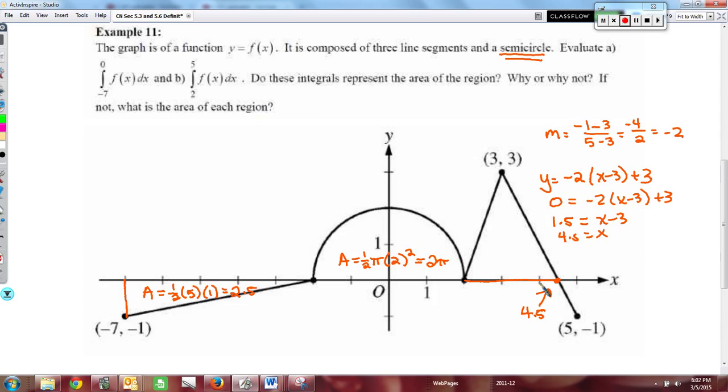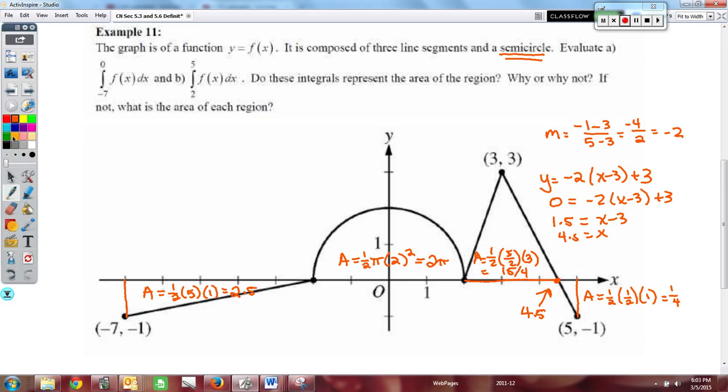So this is 1 2.5, so it's 1/2 of 2.5, 5/2, times the height, which is 3. So my area here would end up being 15/4. And then one last one right here. Okay, this area has a base of 1/2 and a height of 1, or 1/4. So I can calculate all of these areas by nice geometric formulas.